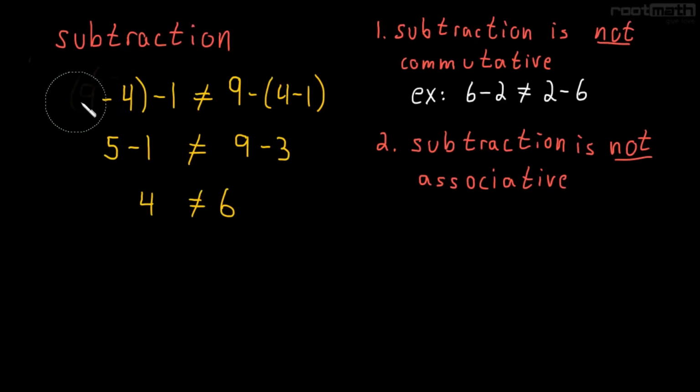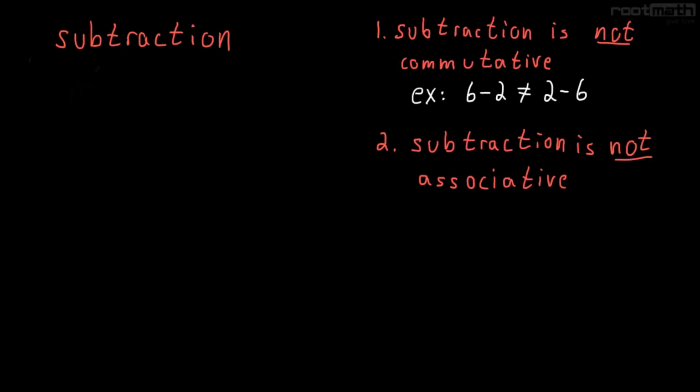And there's another reason subtraction is not that great. But first, let's just write our example down. So our example here was (9 minus 4) minus 1 is not equal to 9 minus (4 minus 1).